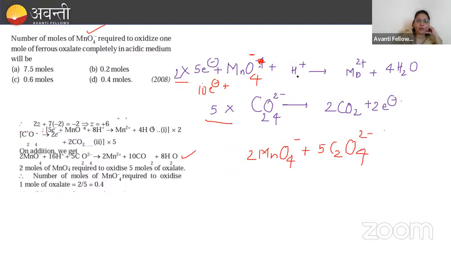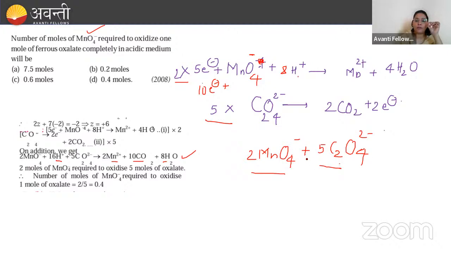So यहाँ पे H plus को बैलेंस करो. यहाँ पे 8H plus थे. 8 into 2 are 16H plus. तो यहाँ पे मैंने लिखा है देखो 16H plus it is equal to 2Mn2 plus, 10CO2 and 8H2O. So when you see here now, 2 moles of MnO4 minus required to oxidize 5 moles of oxalates. Right? 2 moles of MnO4 minus are required to oxidize this 5 moles of C2O4 2 minus.